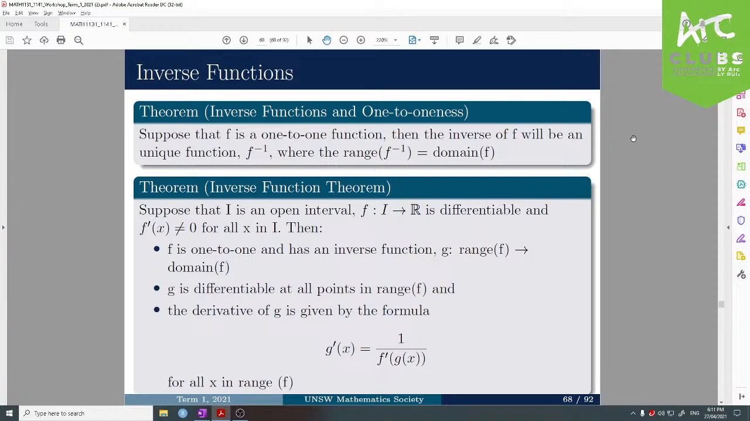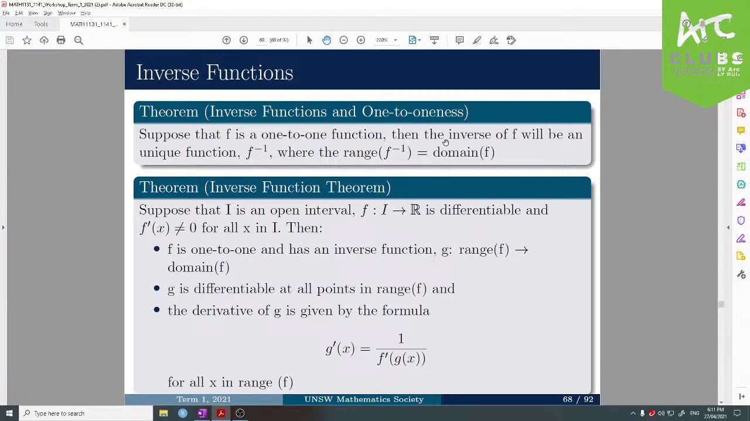So the first 2 theorems you have to know is the relationship between inverse functions and one-to-oneness. Suppose that f is a one-to-one function, then the inverse of f will be a unique function, f inverse, where the range of f inverse is the domain of f. This is a useful theorem for when you want to prove whether something has an inverse function or not. Because if you can prove that the original function is one-to-one, then you're able to prove that the inverse function does exist.